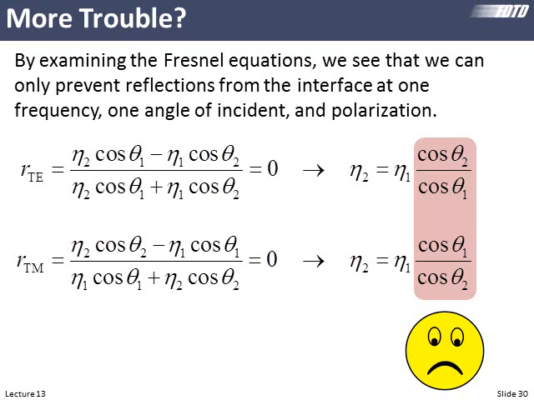So the conclusion from this is we cannot prevent reflections for all angles of incidence. We'd have to pick some eta 2, some impedance in that PML region, given some angle going in that would minimize reflection, but only at that angle. So that's not going to work for us. We need to do something else.